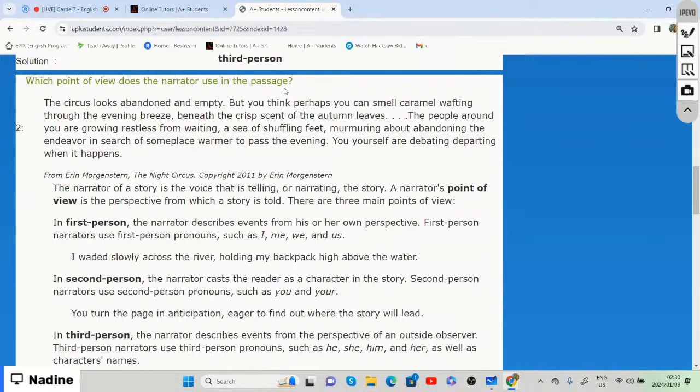So now we need to say which point of view the narrator uses within the passage. First person point of view, second person point of view, or third person, either limited or omniscient point of view. And try to also look at the pronouns, which will basically guide you to say if it's either first person, second person, or third person.